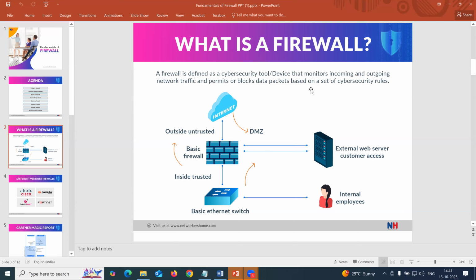Firewall. Two things, right? Fire and wall. You see the wall icon I have taken here, right? What does a wall do? It separates things, right? At your home, you have two rooms separated by a wall. So a wall is nothing but something used for separation. And where should the firewall be deployed in a network?